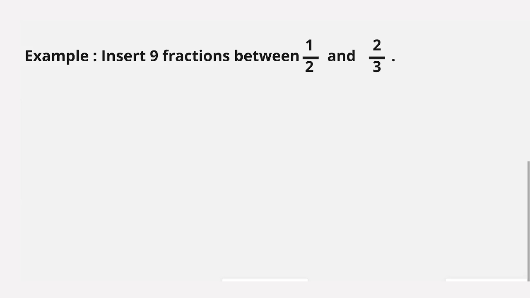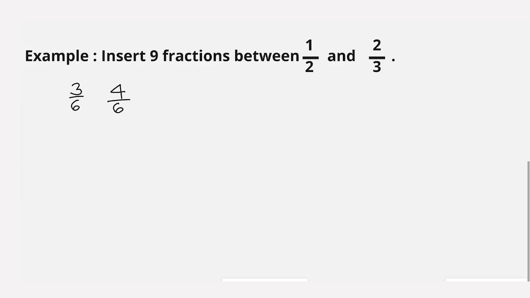So we have to make 1 upon 2 with denominator 6. So what we have to do? We have to multiply 1 upon 2 by 3 in numerator and 3 in denominator. So this becomes 3 upon 6, and 2 upon 3 becomes, by multiplying by 2 upon 2, 2 times 2 is 4 and 2 times 3 is 6. Now we have both the denominators same.